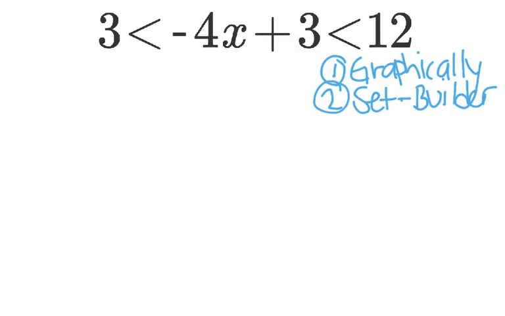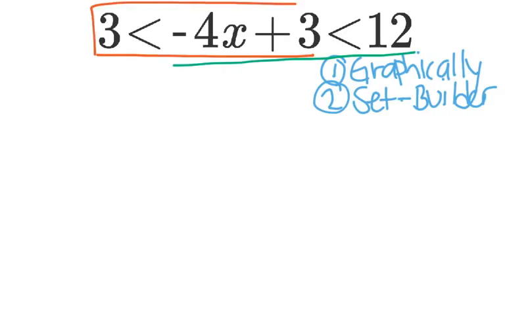Okay, so this would be considered an "and" compound inequality because this side has to be true and this side has to be true. So I'm going to actually treat it as two separate things to start out so that I can get my two solutions. I'm going to take each of these individually and solve them.